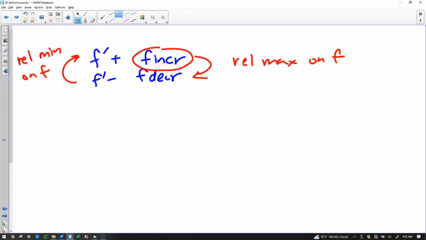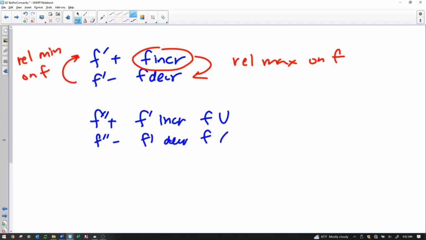Okay, let's go to the concavity test. The concavity test, which you also are expected to memorize, is when f double prime is positive, f prime is increasing, and f is concave up. If f double prime is negative, f prime is decreasing, and f is concave down. When you move between these two rows, you have what's called a point of inflection. It doesn't matter if you move from the top row to the bottom row, or the bottom row to the top row. It's still a point of inflection. So these are synonyms.